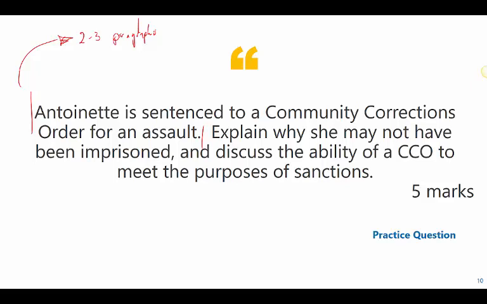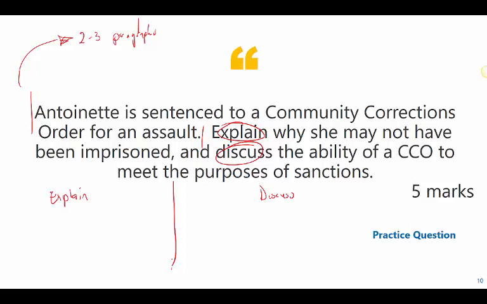Antoinette is sentenced to a community corrections order for an assault. Explain why she may not have been imprisoned, and discuss the ability of a CCO, community corrections order, to meet the purposes of sanctions. So when we break down this question, we really need to look at the fact that, okay, there's 2 task words. Okay? So therefore, there's 2 aspects of this question that I really, really need to meet. And they are to explain something, and then I need to discuss something. Okay? So if we want to be smart, we break this question up into 2 parts.